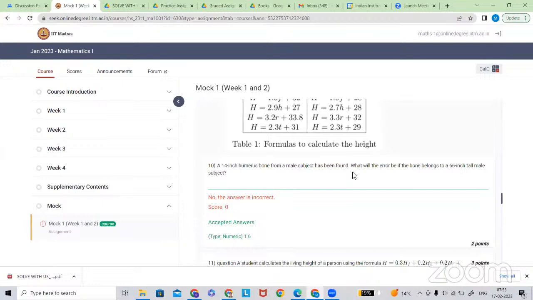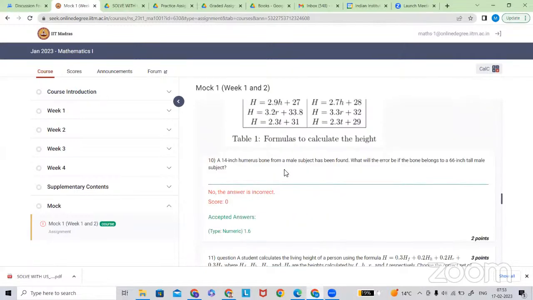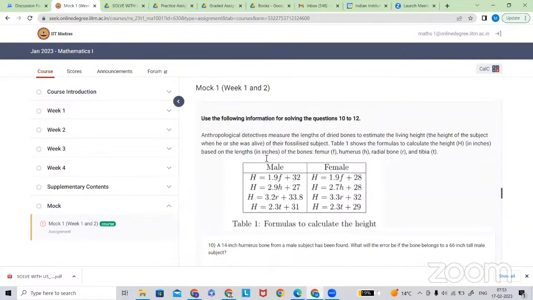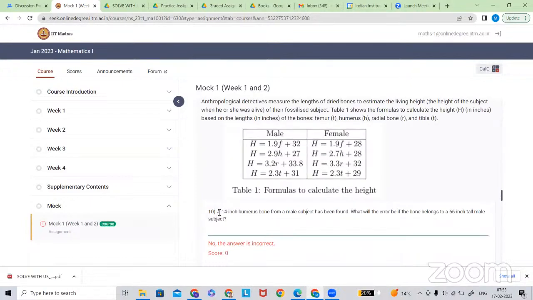Okay, in the 10th question, this information is given. An anthropological detective measures the length of dried bones from some fossils. From there, he is trying to calculate. The question is: a 14-inch humerus bone from a male has been found. What would the error be if the bone belongs to a 66-inch tall male subject?